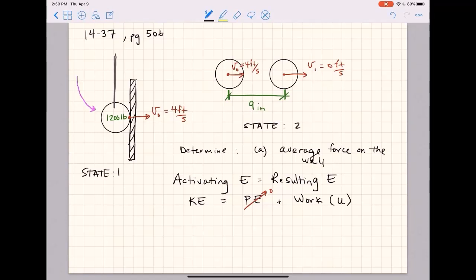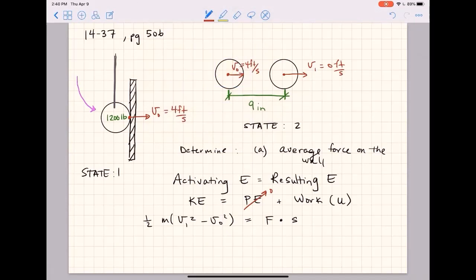Okay, so we really only have 2 terms. On the left, we have kinetic energy, and all that kinetic energy is transferred into work, a force times a distance. And it does say, what is the average force on the wall? Okay, so we have to figure out a force anyways. So let's put in the equations for each of these. For kinetic energy, we know it would be 1/2 m times v1 squared minus v naught squared. And that's equal to work, which would be force times a distance.